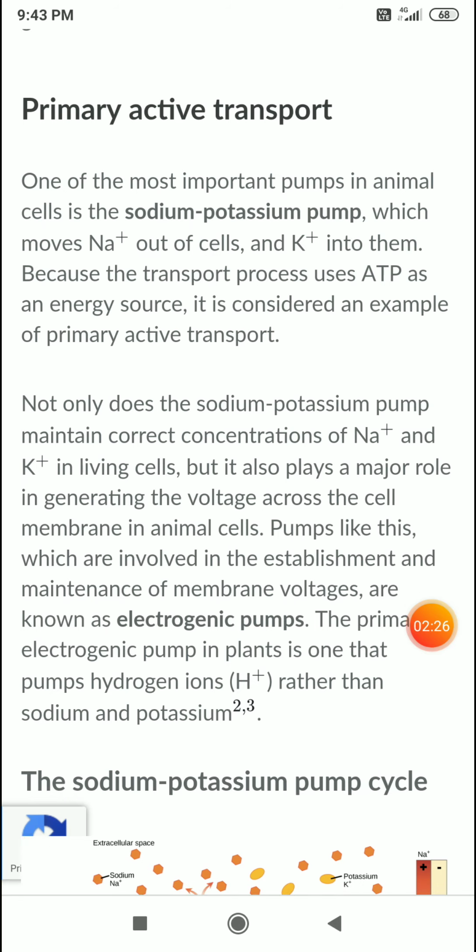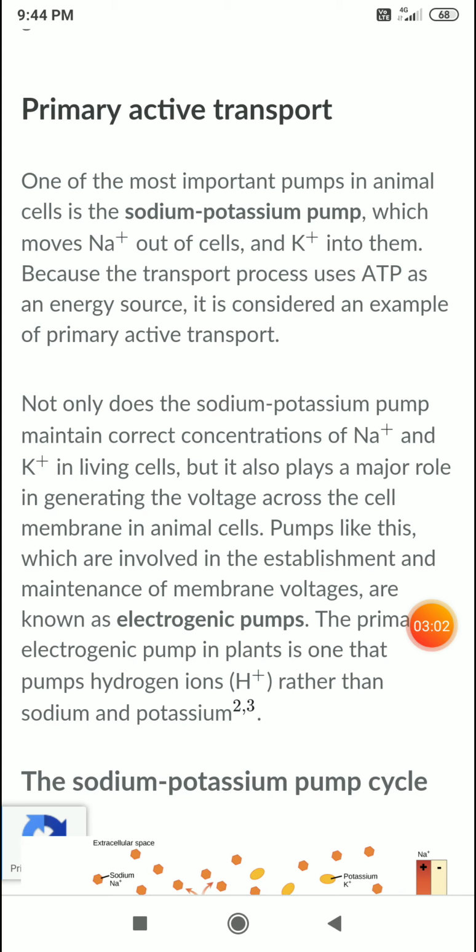Let me see the details about primary active transport. The most important pump in animal cells is the sodium potassium pump, which moves Na plus, sodium, out of cells and K plus, potassium, into them. Because the transport process uses ATP as an energy source, it is considered an example of primary active transport.